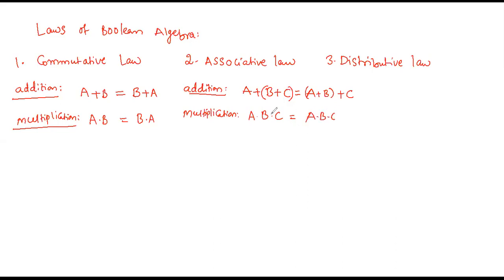You can first do the multiplication of B with C, then the result you can multiply with A. That is equal to, you can first multiply A with B and later you can multiply with the C, but both will give the same result.